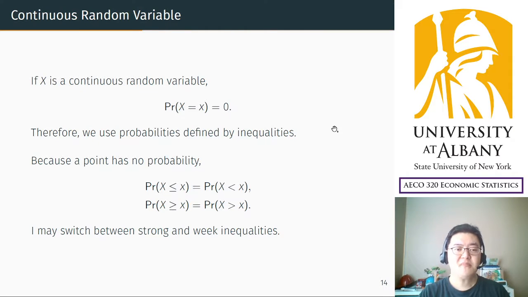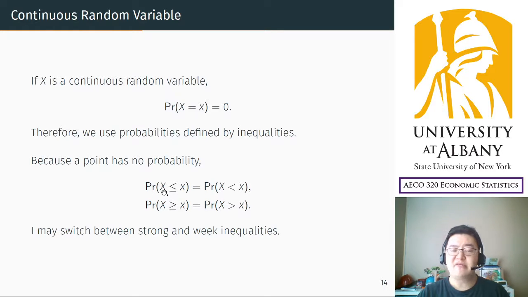Therefore, as I said, it's mathematically true. If X is a continuous random variable, the probability at a single point is simply zero. So probability defined by an equality has no meaning. It's meaningless, so we cannot define probabilities in this way. Instead, we are going to use inequalities, probabilities defined by inequalities.